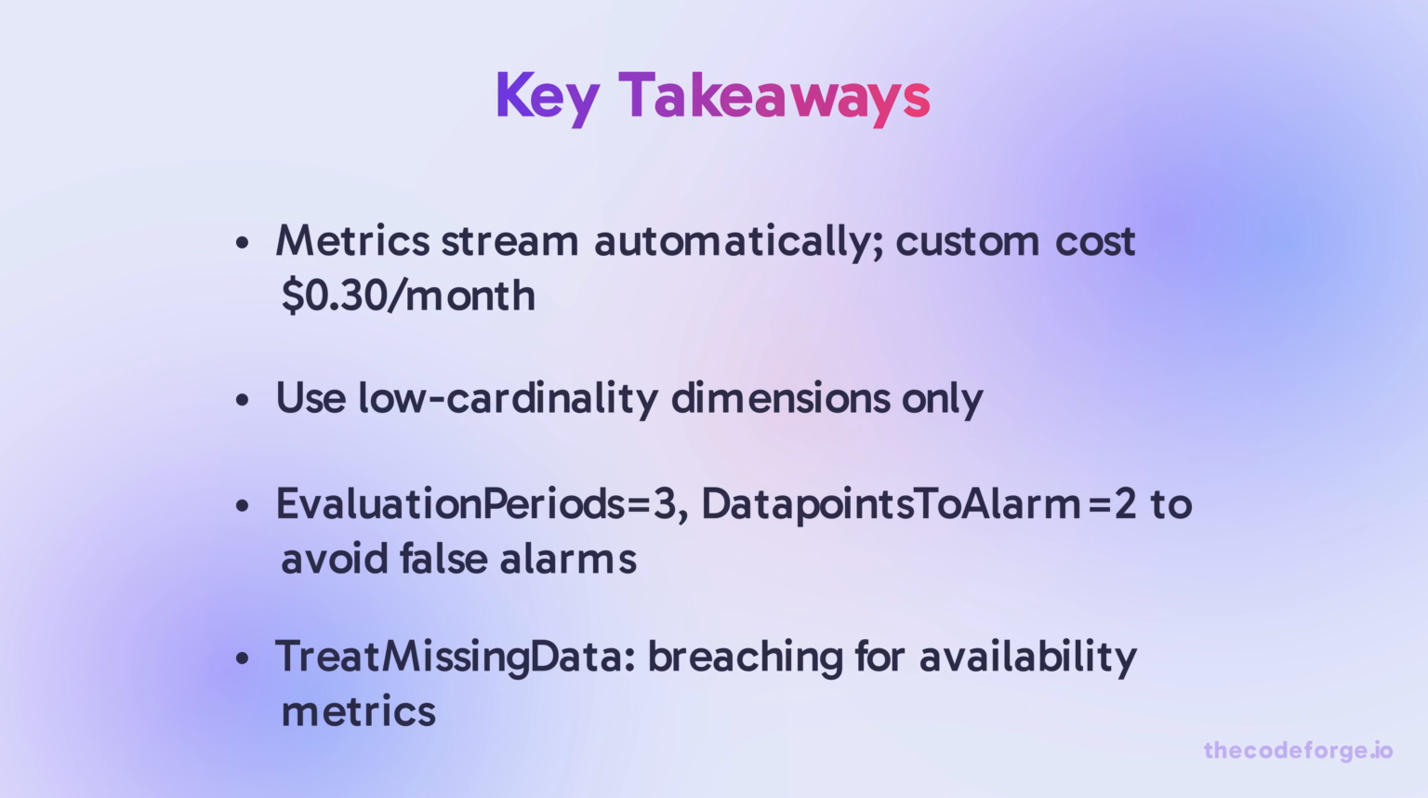Let's recap the key takeaways. Metrics stream automatically from AWS, but custom metrics cost money. Watch your dimensions. Use evaluation periods to avoid alert fatigue. Always set TreatMissingData to breaching for availability metrics. Logs Insights is for manual debugging only, never in auto-refreshing dashboards. And set log retention to avoid paying for logs you'll never read.